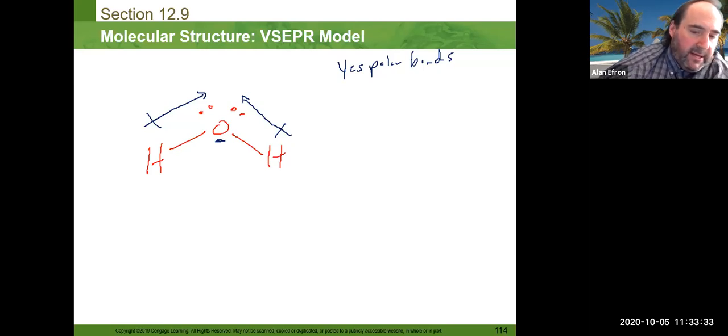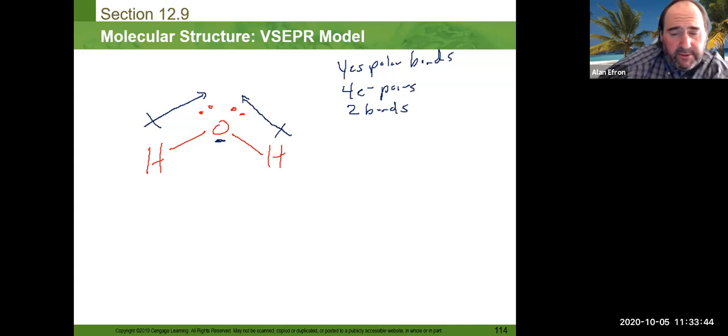Our central atom has 4 electron pairs, and it has 2 bonds. So something with 4 electron pairs and 2 bonds, the molecular geometry, not the electron pair geometry, but the molecular geometry, is bent or V-shaped.